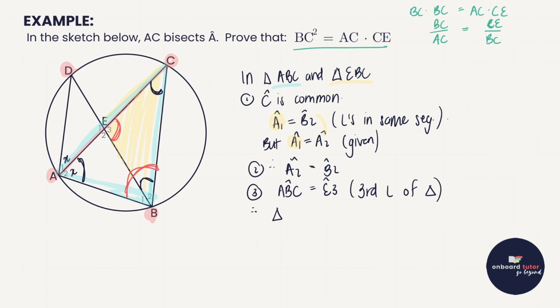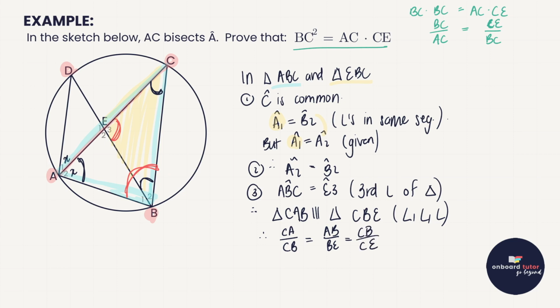Okay. Triangle CAB is similar to triangle CBE. Okay, angle, angle, angle. And what can we deduce? Therefore, CA, first two letters over first two letters, is equal to second two letters over second two letters, is equal to the first and the last over the first and the last. And the reason? Similar triangles.